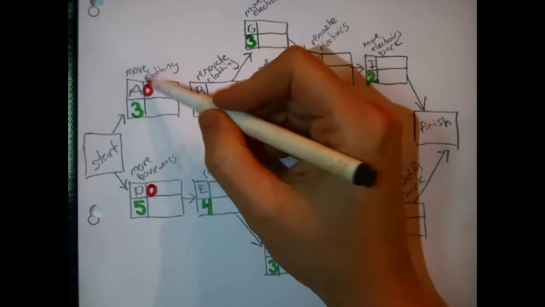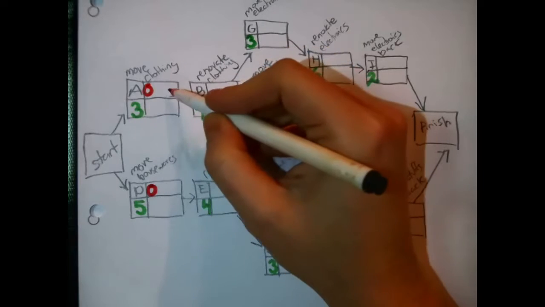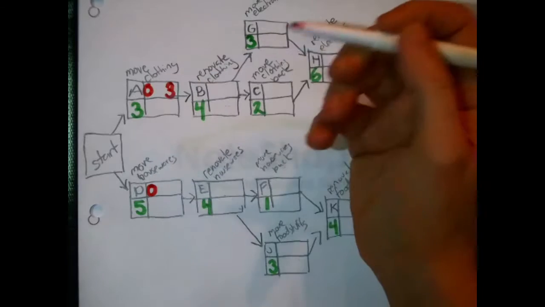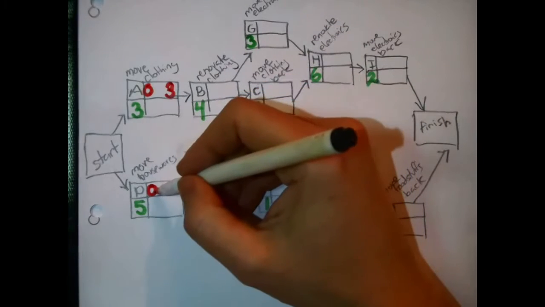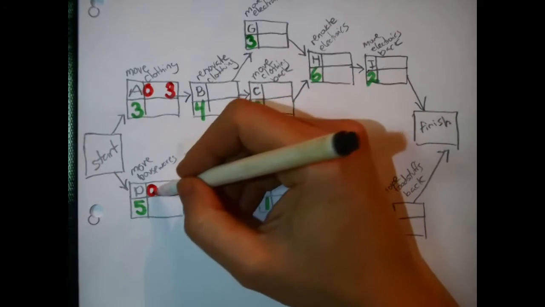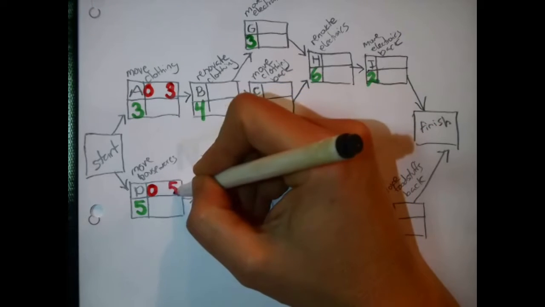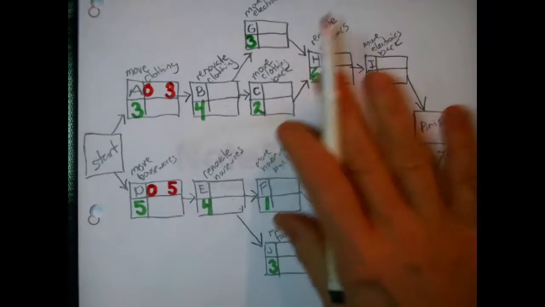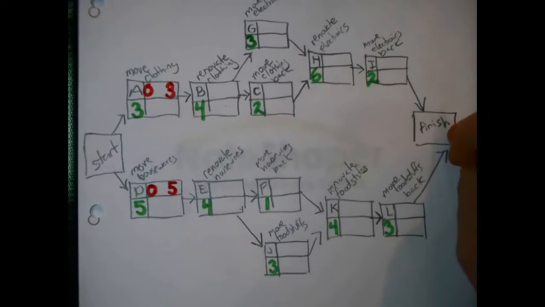Okay, so in the case of moving the clothing, 0 plus 3, that means the earliest that could possibly be done is 3 days from now, because it's 3 days worth of work. If you started on moving the housewares right now, 0 plus 5, the earliest that you'd be finished with that is in 5 days. Now we want to work our way through the network towards the finish.